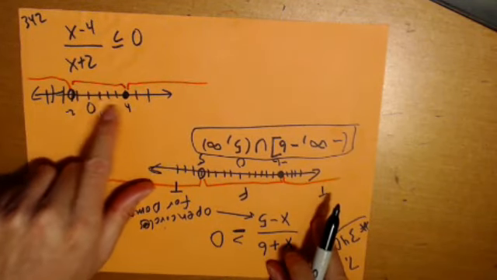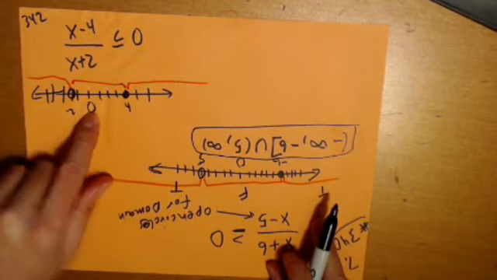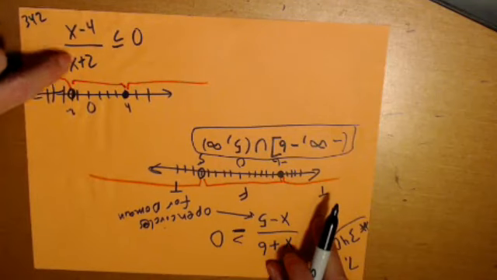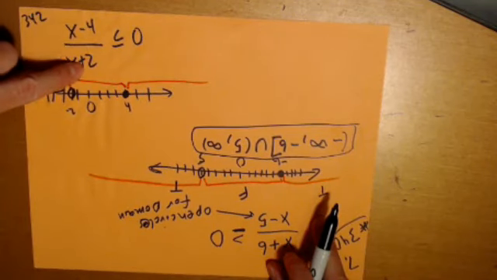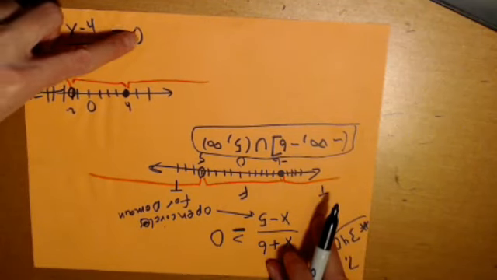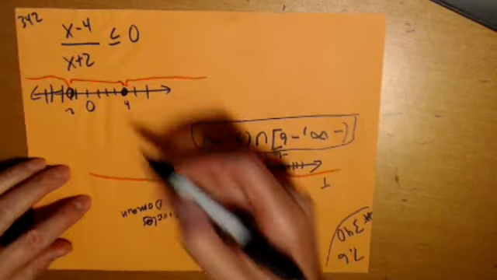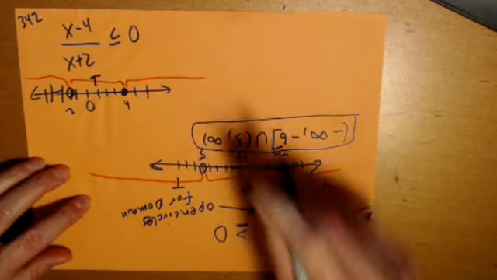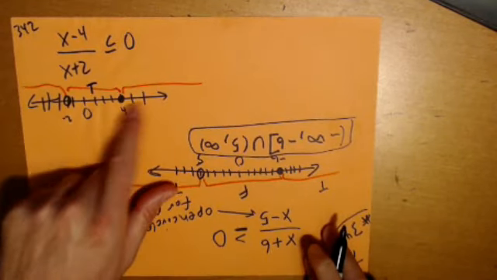So between -2 and 4, the easiest is probably 0. So 0 minus 4 is -4. 0 plus 2 is 2. What's -4 over 2? That's -2. Is -2 less than or equal to 0? Yes. This area is true.